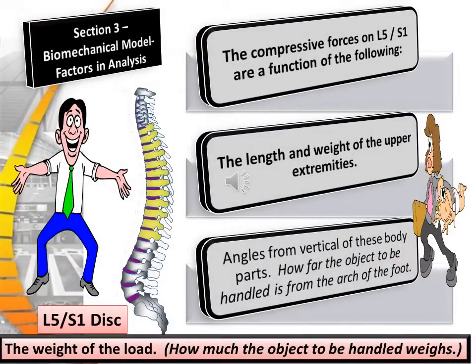The compressive forces on the L5-S1 disc are a function of the following: the length and weight of the upper extremities, the angles from the vertical of these body parts, how far the object is to be handled from the arch of the foot, and the weight of the load.